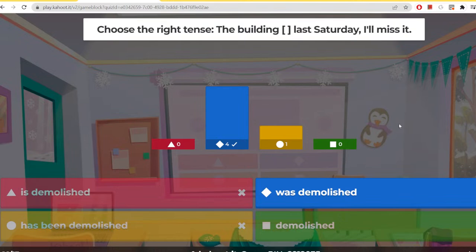Sir, I have a question. Sure. I don't understand the sentence very well. Like, it says the building was demolished last Saturday. I'll miss it. Like, aw, that building. Oh, okay. I thought it was like, I will miss the building. Yeah.